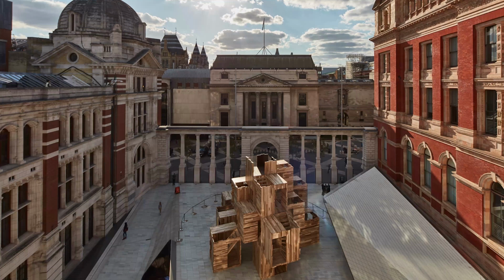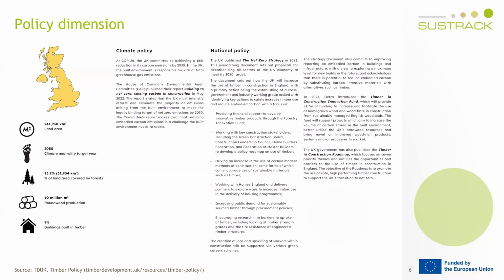Since we are based in England, I thought to give you an introduction to the main policies in the UK with regards to timber. We currently have three main policies which have timber as a main subject, I would say. The first one is the Net Zero Strategy, which describes how the UK will progress in the next 20 to 30 years to achieve the 2050 targets, focusing on the use of timber.